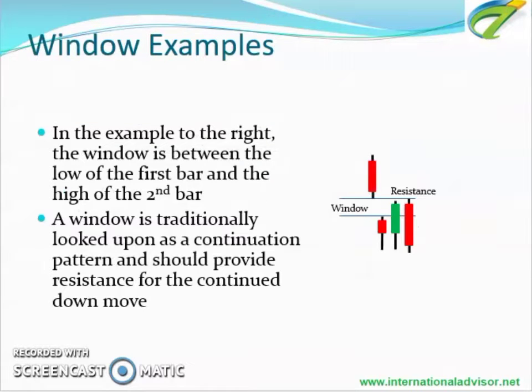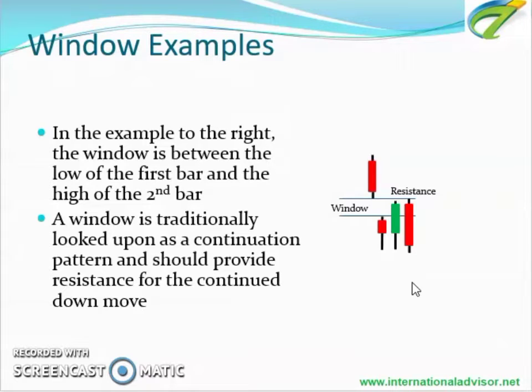Examples. In the example to the right, the window is between the low of the first bar and the high of the second bar. So this difference is a clear gap visible. A window is traditionally looked upon as a continuation pattern and should provide resistance for the continued down move.